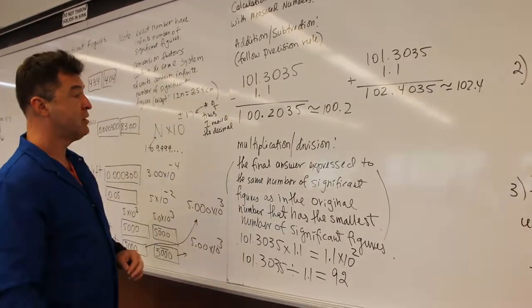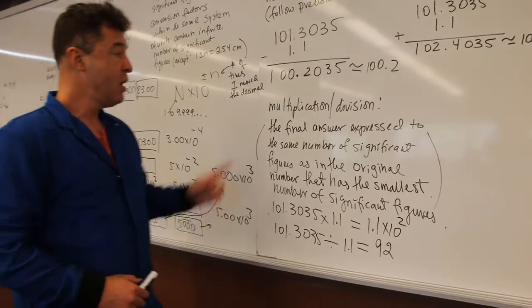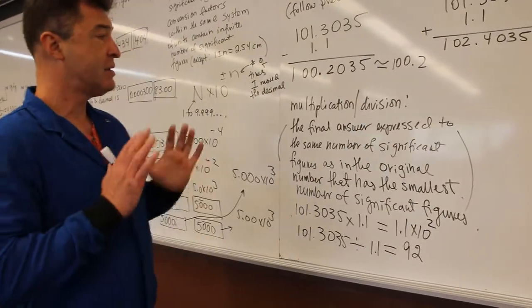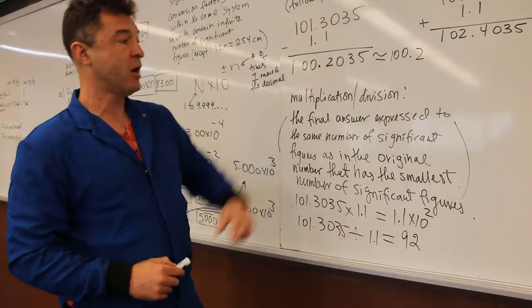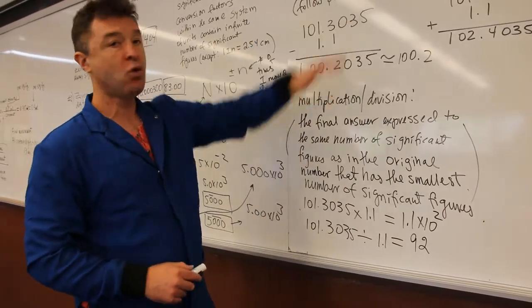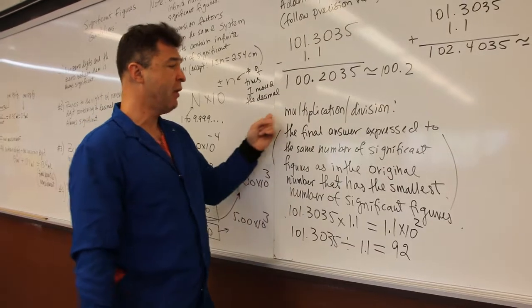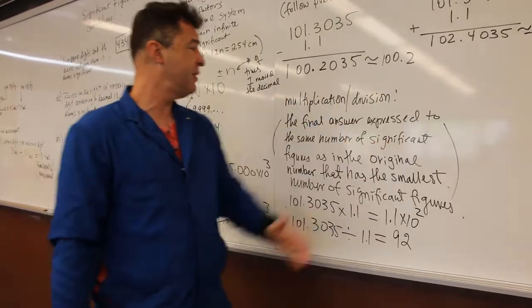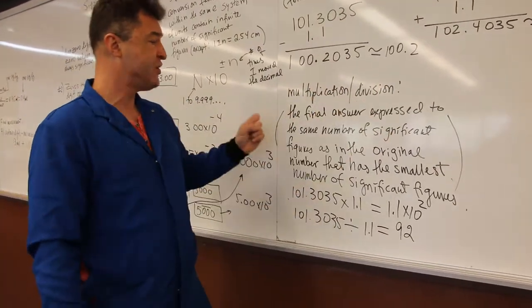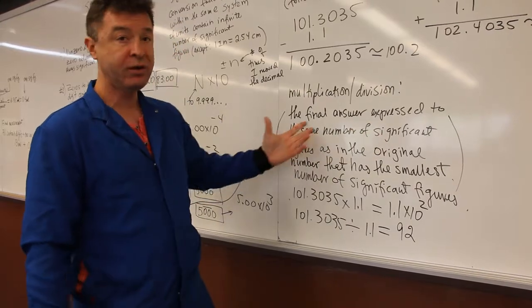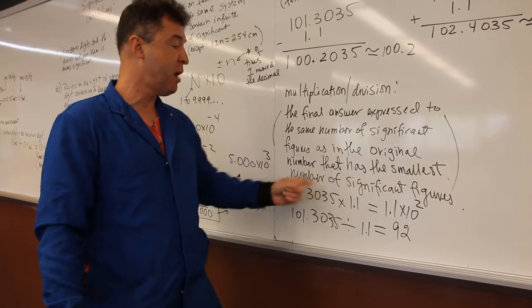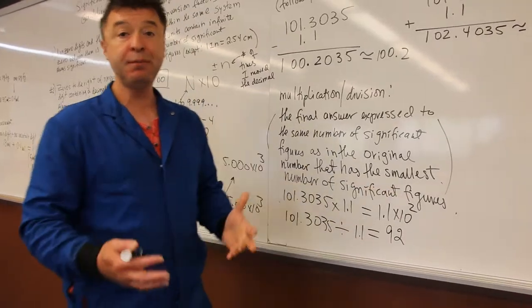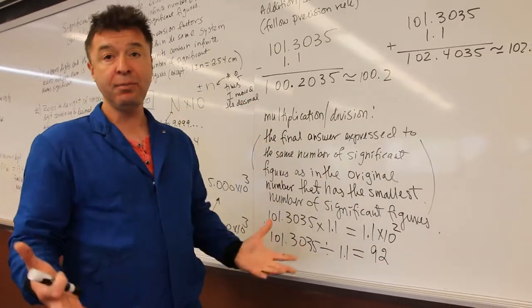So what happens now with multiplication division? Here, multiplication division, guys, the rule's a little different, okay, from the addition subtraction. Here we follow what's called the significant figures rule. When you multiply and divide, the final answer is expressed with the same number of significant figures as the original number that has the smallest number of significant figures participating in the mathematical operation.